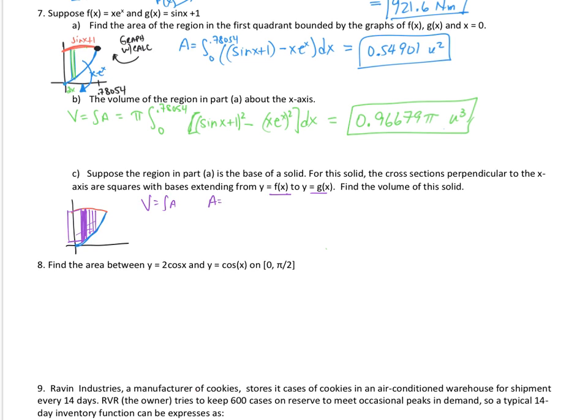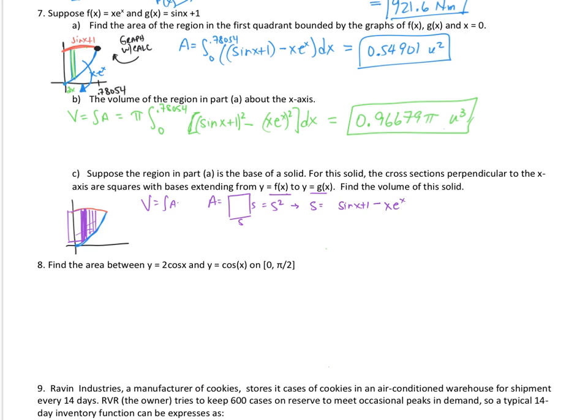In this case, the area I'm dealing with is a square, so side squared. And what's the length of the side? Well, that's the length of the side right here. This top curve minus the bottom curve is the length of my side. So I end up with my s being sine x plus 1 minus x e to the x, and I'm going to square this. Let's leave it like that, and we'll just square it when we put it in our formula.